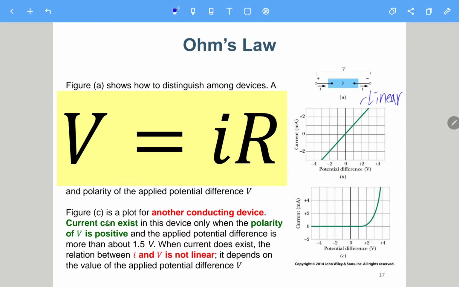Here it says for figure C, this is a plot for another conducting device. Current can exist in this device only when the polarity of V is positive and the applied potential difference is more than about 1.5. So this is 1.5. When the current does exist, the relationship between I and V is not linear. It depends on the value of the applied potential difference V. So do you know what this device is? Anyone of you know this?